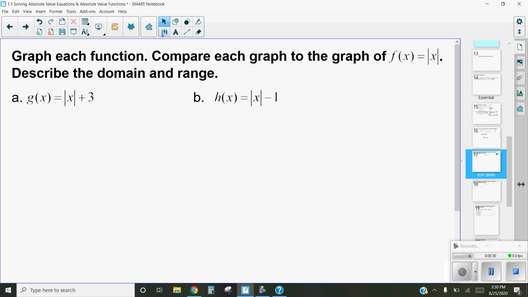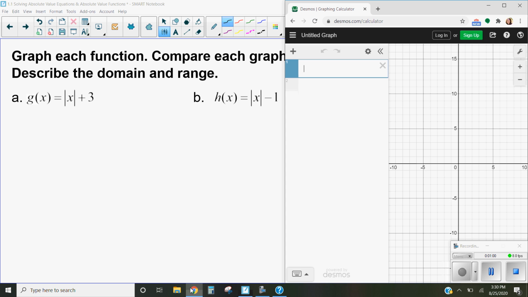So first, let's look at the graph of this function here, g of x equals the absolute value of x plus 3. Now I want to compare that function to the graph of the parent function, which is f of x equals the absolute value of x. The way that we're going to do that is we are going to go to Desmos and type in both of these functions and see what happens. So let's head over to Desmos.